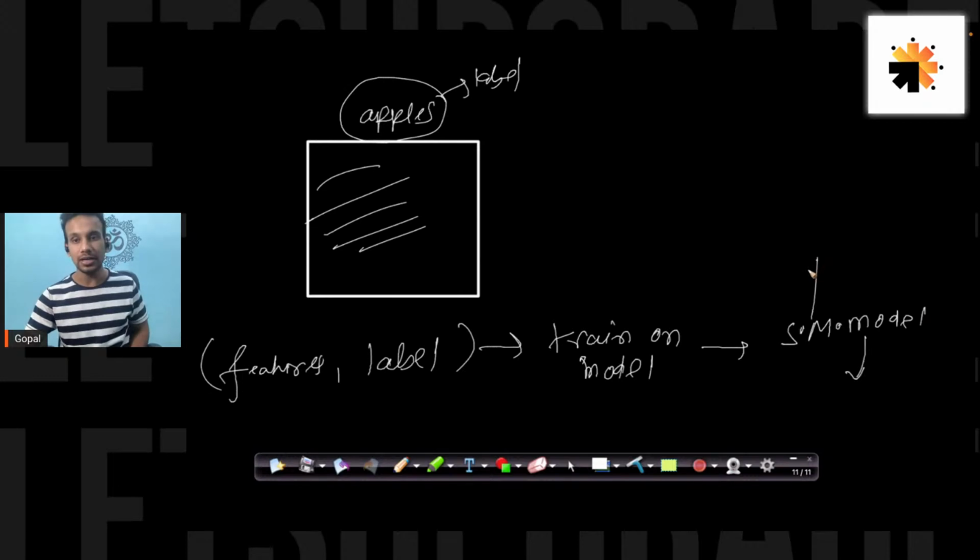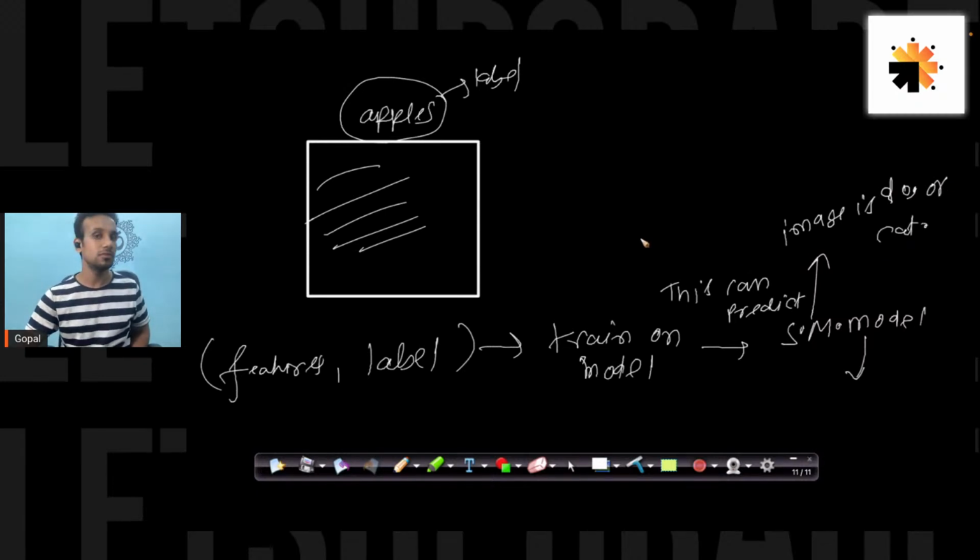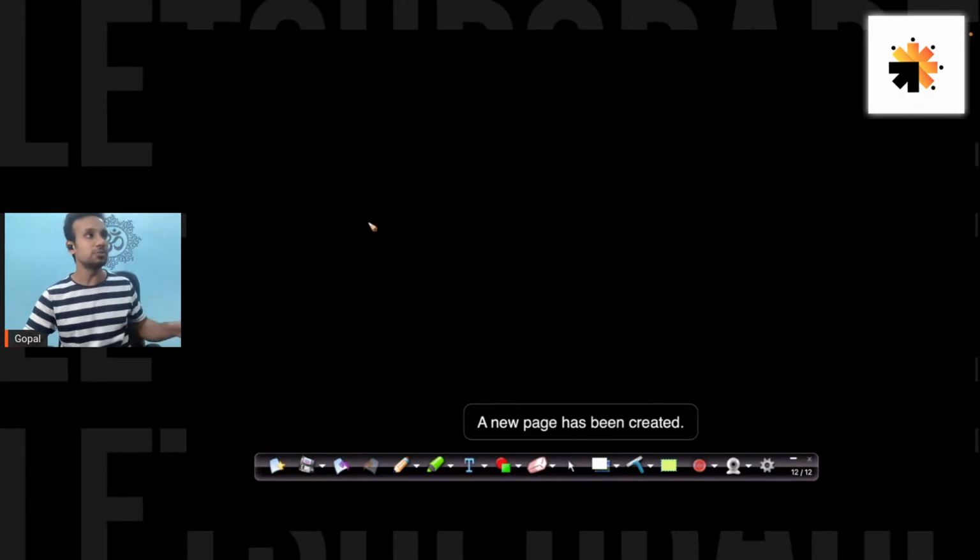This can predict what? Like, if an image is a dog or a cat. Is it clear? I hope this is clear. So this is your supervised machine learning system.